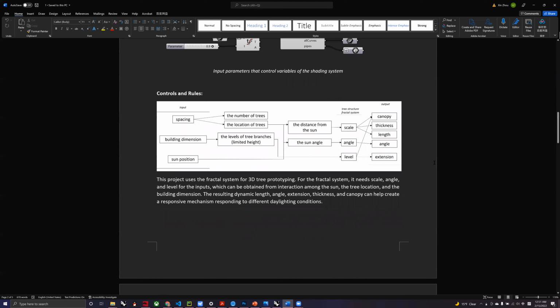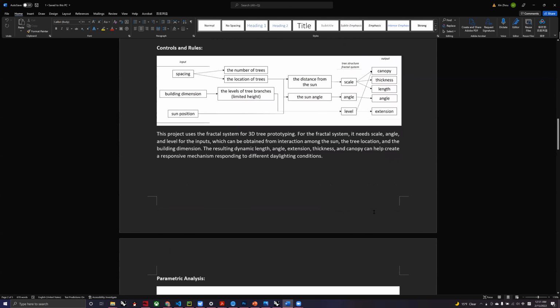For the controls and the rules, this project uses the fractal system for 3D tree prototyping. For the fractal system, it needs the scale, the angle, and the level for the inputs, which can be obtained from the interaction among the sun, the tree location, and the building dimension. The resulting dynamic length, angle, extension, thickness, and canopy can help create a responsive mechanic responding to different lighting conditions.